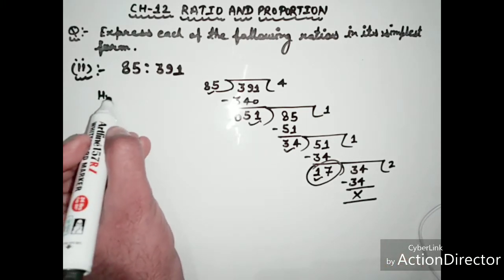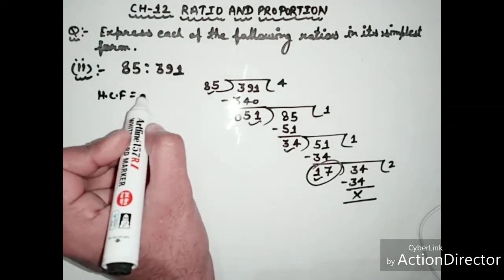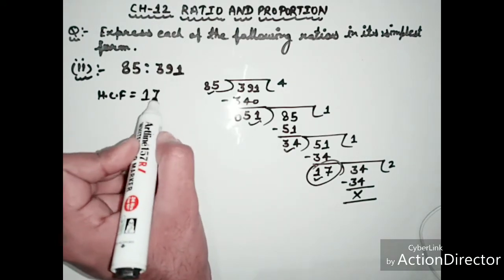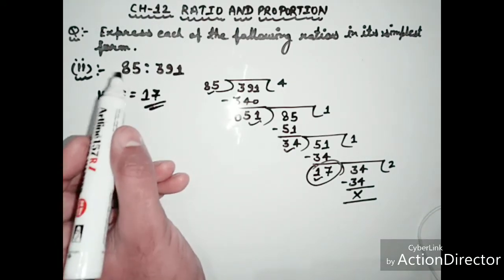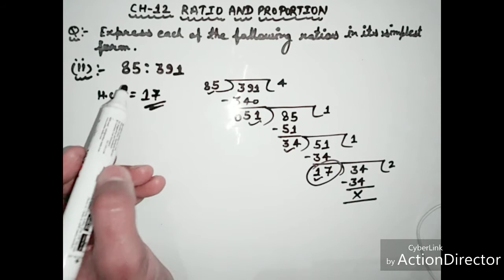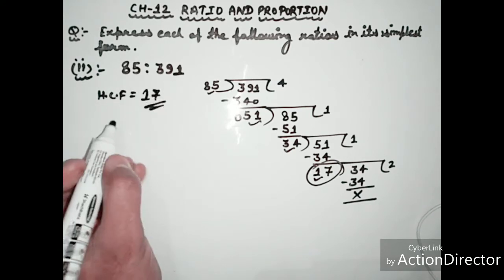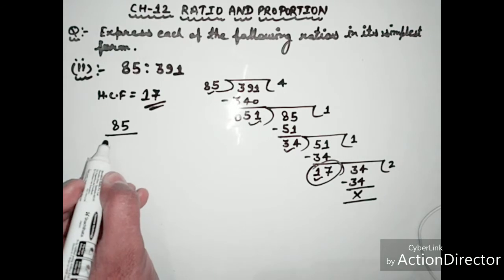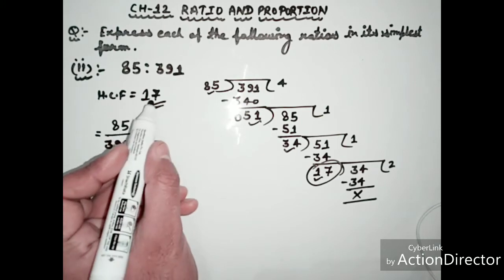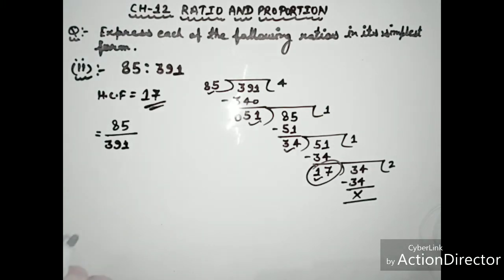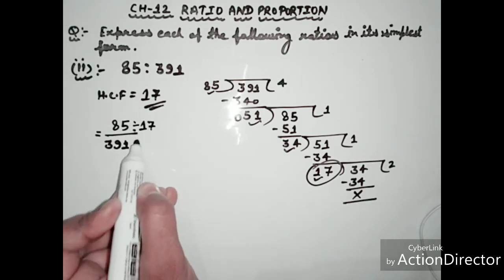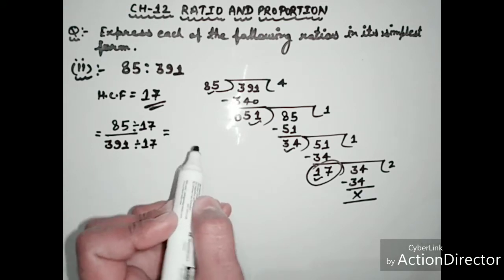So here we say that the last divisor is the HCF of 85 and 391, which is 17. Now we write 85:391 in a fraction form. So we write 85 upon 391. Now we divide 85 and 391 by the HCF. 85 divided by 17 and 391 also divided by 17.